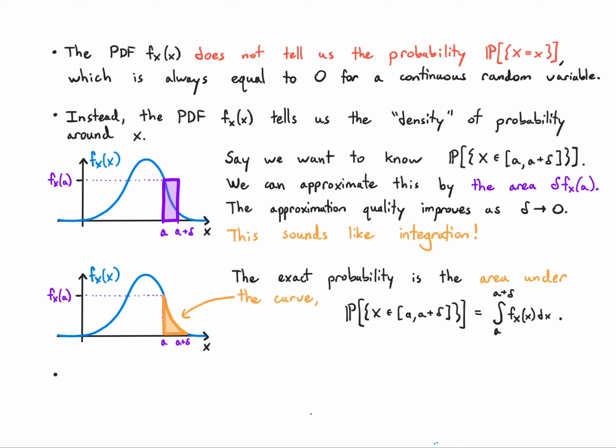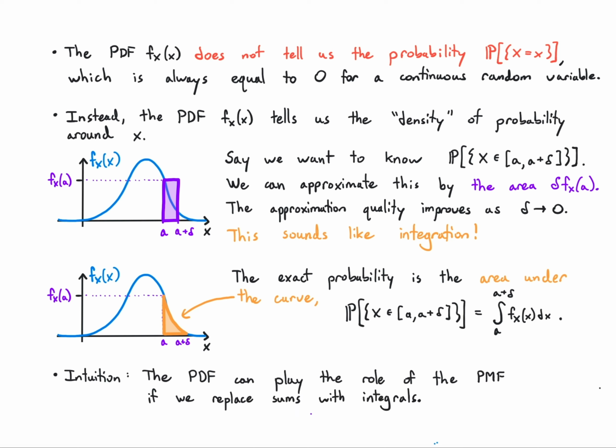And this is how we're going to use the PDF. The PDF is going to play the role of the PMF, but we're going to replace sums with integrals. Okay, that's it. So we just have to remember that there's no interesting information in evaluating the probability of a point. That's always 0 for a continuous random variable, but the probability of an interval we can get from an integral. Great. So what are the properties of the PDF and the CDF in this case?